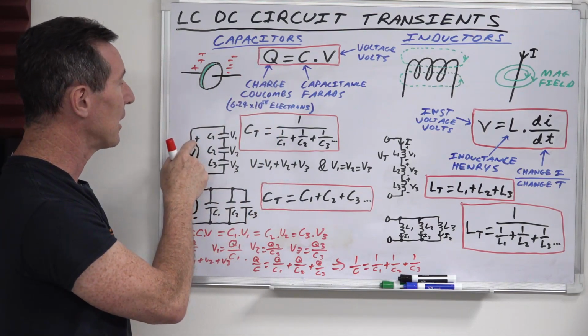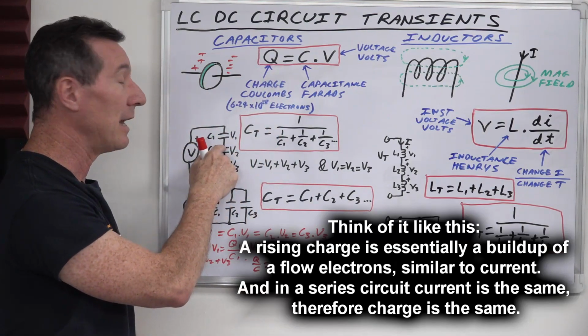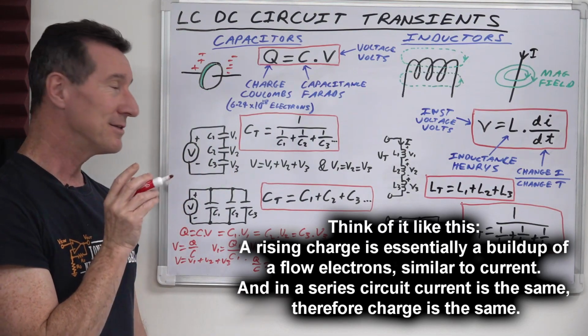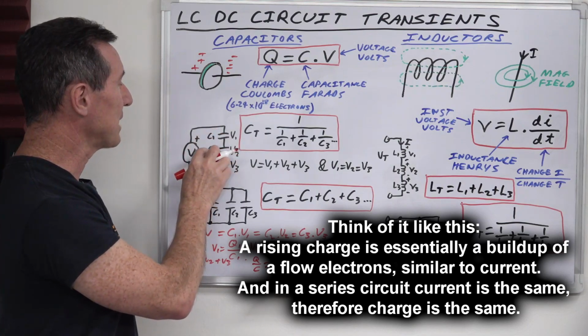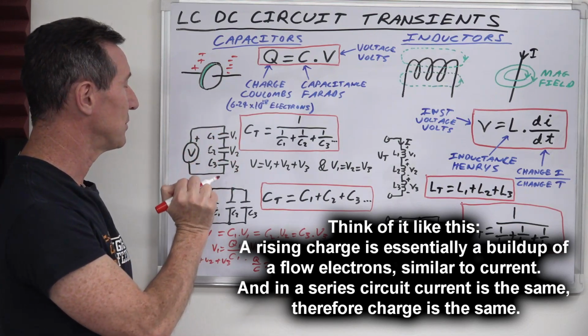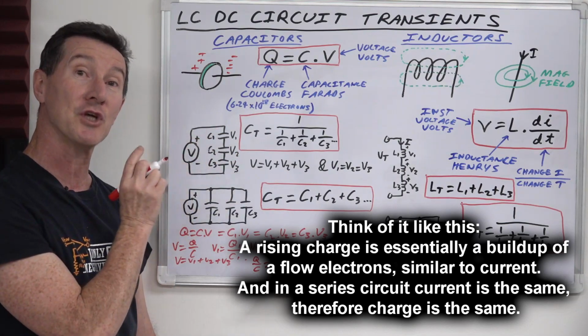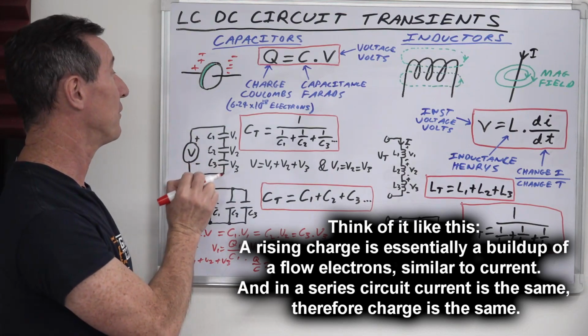Now let's go back to capacitors in series for a second, because it's important to remember that the total charge Q is the same on each capacitor. It's a bit counterintuitive. The charge on C1 will be the same as the charge on C2, which will be the same as the charge on C3, and that equals the total charge of the circuit.